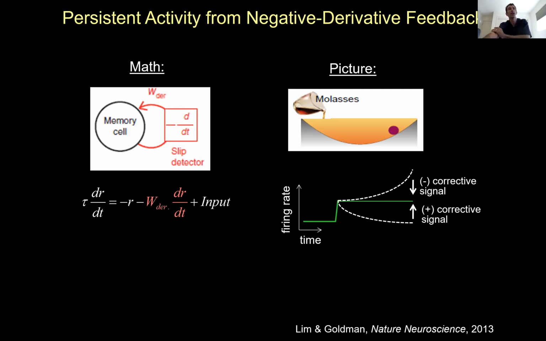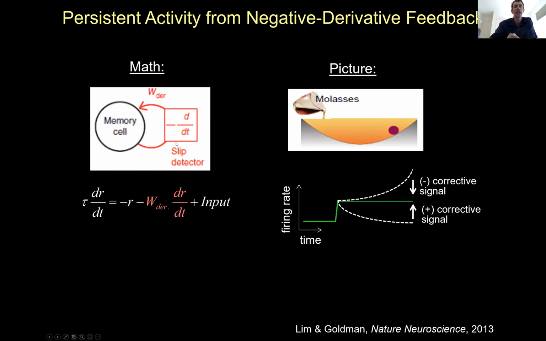A more physical picture is that having a term which is proportional and opposite to the derivative is like viscous drag. In terms of the attractor formalism for memory, it's like putting molasses, a very viscous substance, so that the state of the system decays very, very slowly. It does still decay, but very slowly, in a way that allows for long time scale persistent activity. Basically, if the activity were going to decay, there's a positive corrective signal opposing that decay, or if it were going to grow, there's a negative corrective signal opposing that growth.